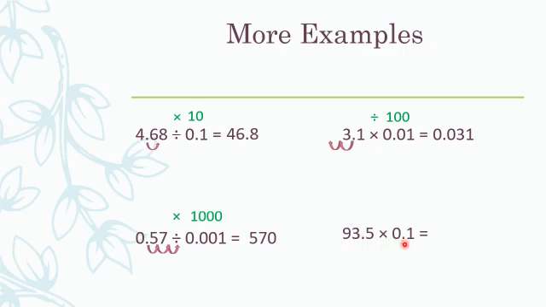93.5 times 0.1. We are going to change the operation and change the decimal number into a whole number as I have said. So the times will be divided and 0.1 will be 10. So 93.5 divided by 10. We will move the decimal point one step to the left. So the answer is equal to 9.35.